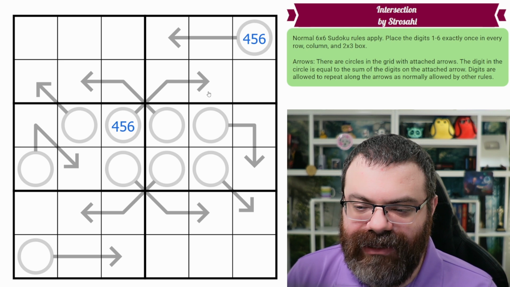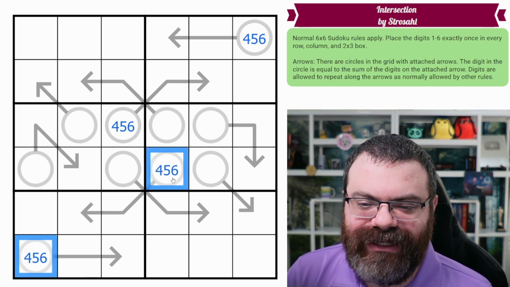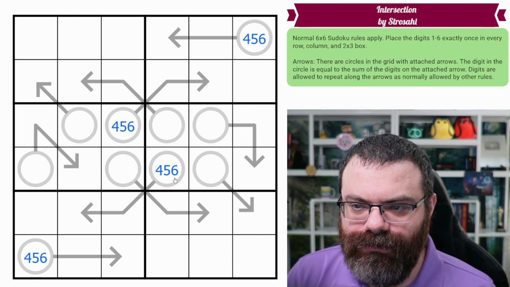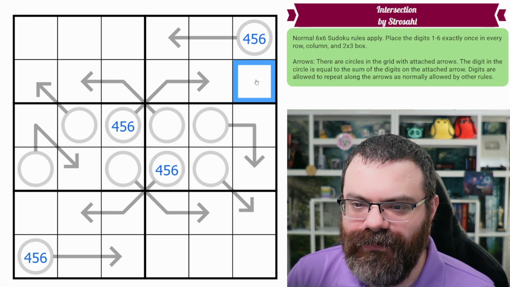Can we repeat that trick anywhere? Yes, down here we have the exact same trick. So these are also from 4, 5, 6. Okay. I wanted to think about what cell is missing, but I don't know.